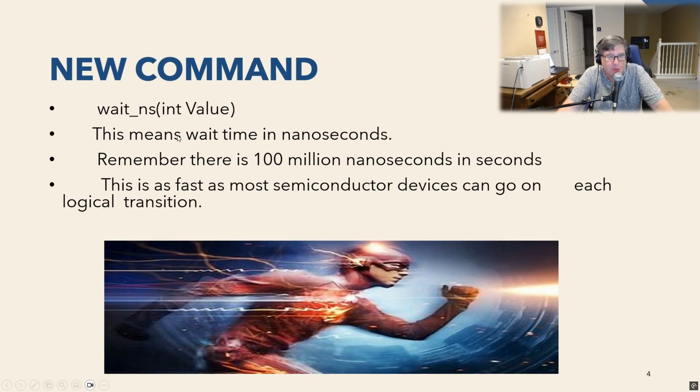Now, the new command. I just learned this today and I was like, holy smokes! It's wait nanoseconds, so now this thing can go pretty fast. Instead of wait microseconds, it can wait nanoseconds, meaning the wait time is in nanoseconds. Remember, there's 100 million nanoseconds in 1 second. That is fast. The quality goes down a little bit, but it can do it. This is the fastest most can go on each transition. I got the picture of the flash there.